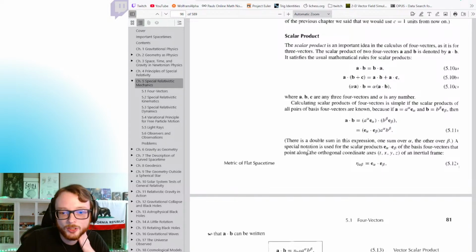So on page 80 at the bottom, equation 5.11, they give an expression with 2 different Greek letter indices, and they say it's a double sum, 1 over alpha, the other over beta. But I don't think it's a double sum as in 2 capital sigmas, alpha equals 0 to 3, beta equals 0 to 3. I think they're being incremented like I misinterpreted that statement at first.